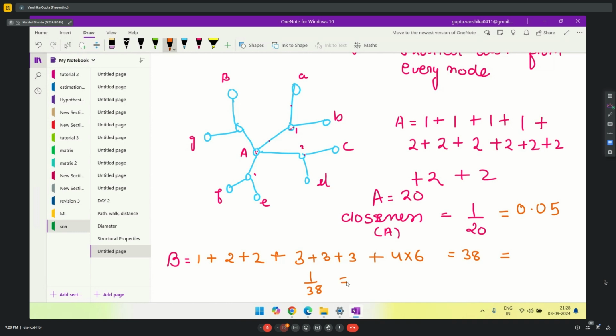And this one will be 0.026. So we can see that the closeness of A is higher than B. So we can comprehend that to go from any node to B, it will take more time compared to going from any node to A. So the time consumed to go from any node to B will be higher than A. So this is what we deduce from this.